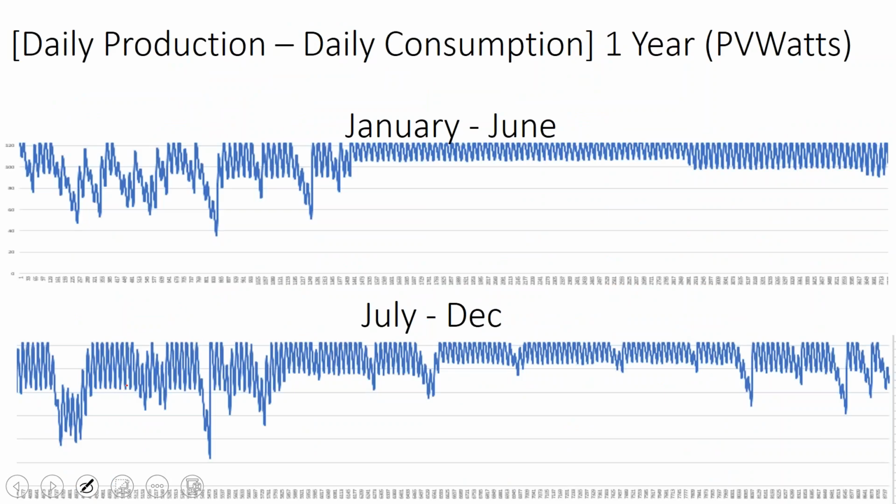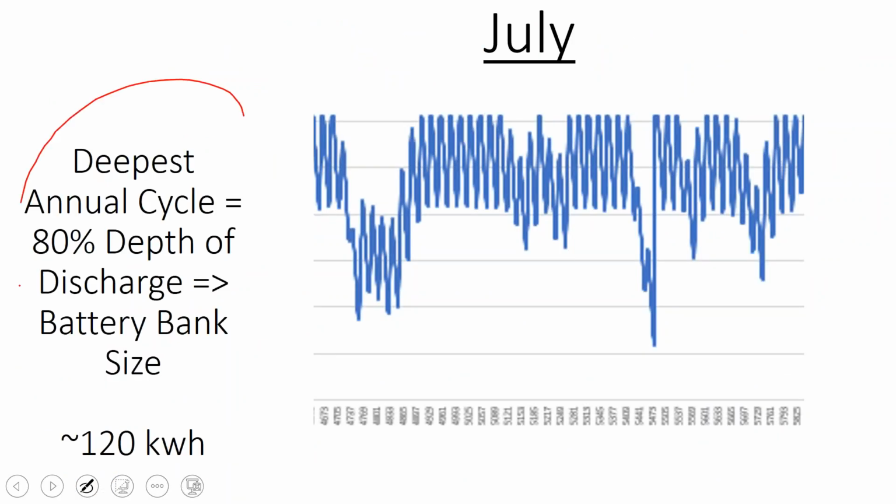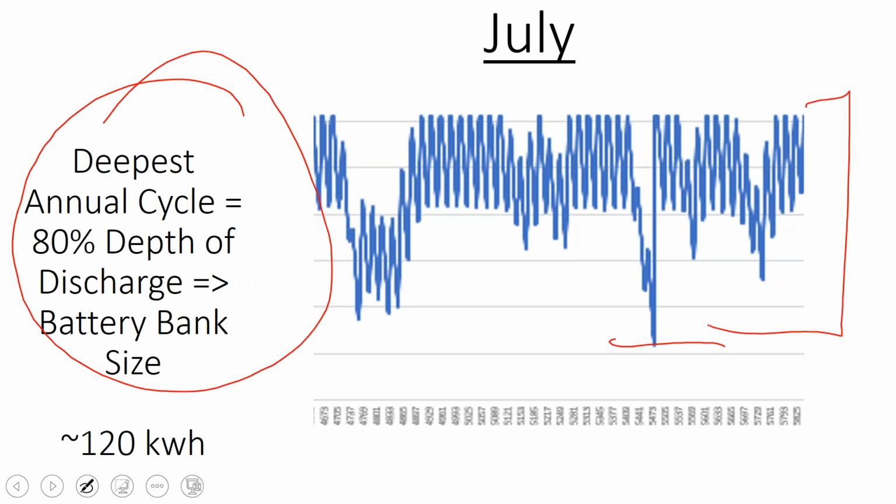And this is what the analysis looks like. And so we looked at how much energy on a daily basis goes into the battery and how much energy comes out of the battery on a daily basis. And we went and looked at the biggest deficit that we would draw, which occurred in July. So the deepest cycle of a battery bank, without a generator, was this point. And this is about 100 kilowatt hours from the top to the bottom.